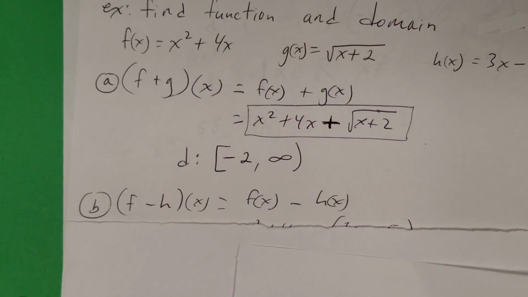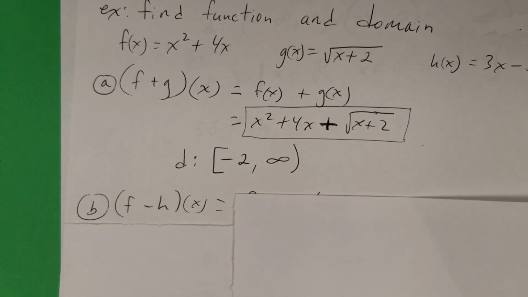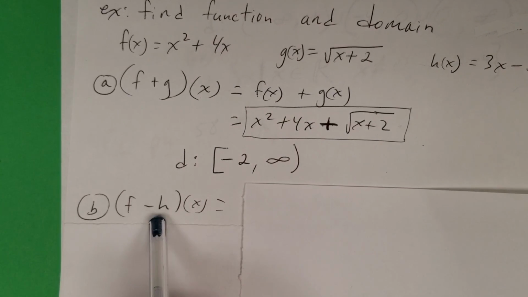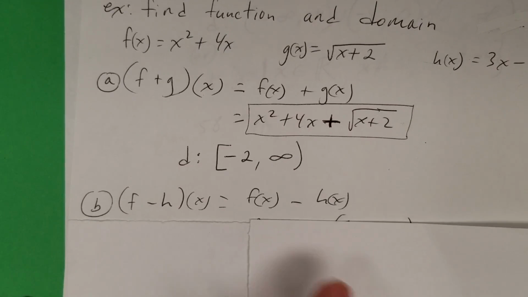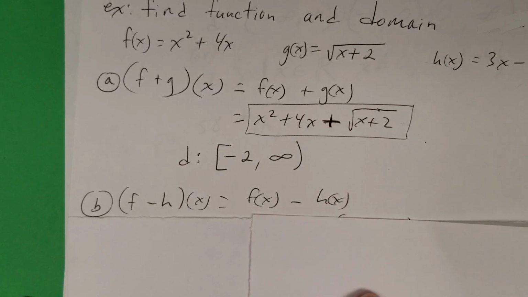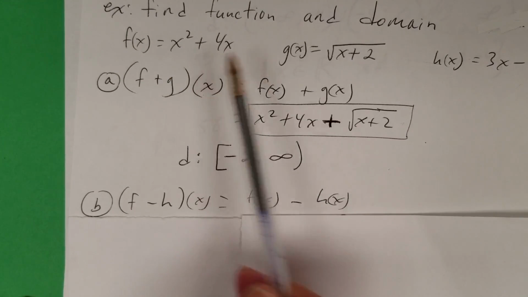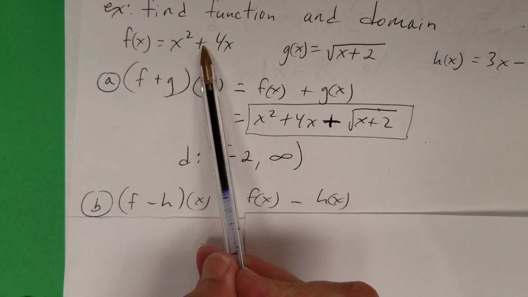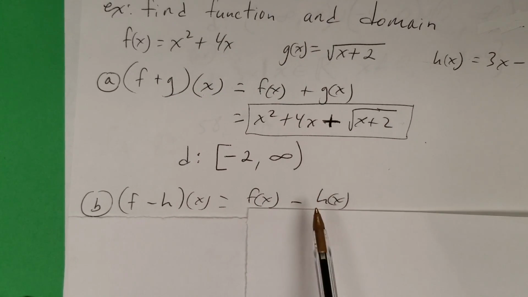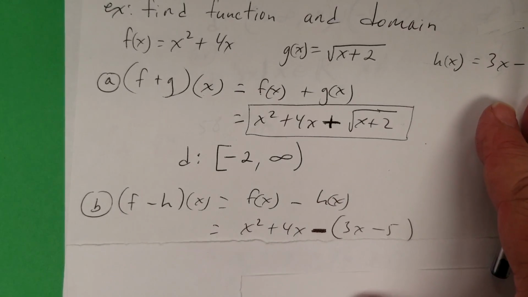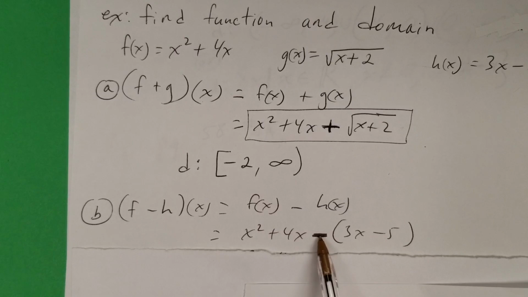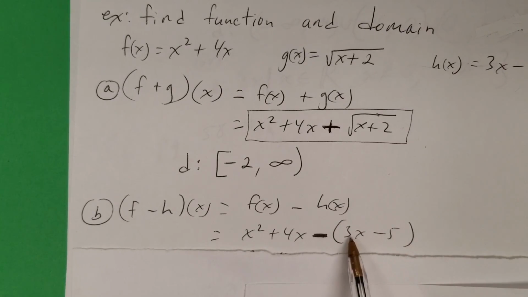Here, I'm asking for the subtraction. Find the function f minus h of x. How do you do that? Well, you take f of x minus h of x. Now, here's a mistake that I see very often. Here's f of x. Here's h of x. And people will write this minus this. But we're saying minus the whole function, minus all of h of x. So that's why you need to put parentheses. It's minus the whole thing, not just minus 3x. Minus the whole function. That makes a difference.